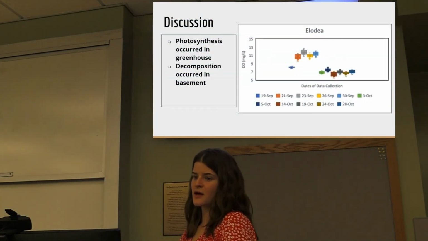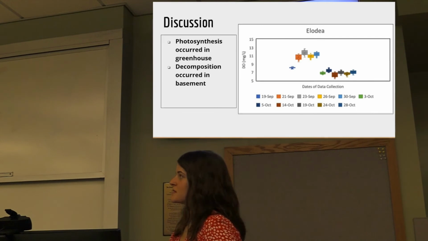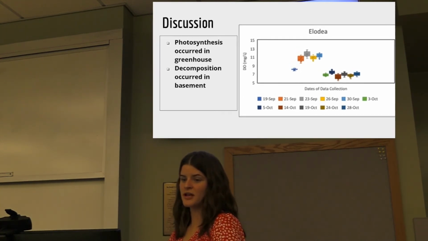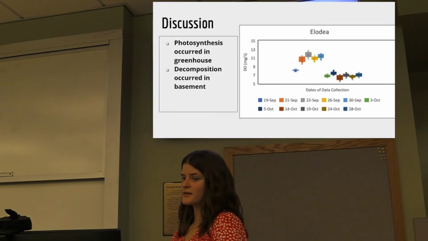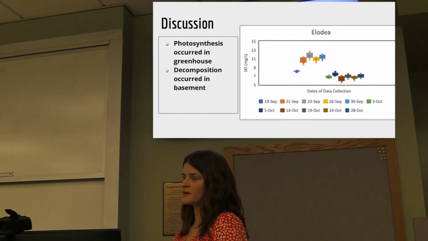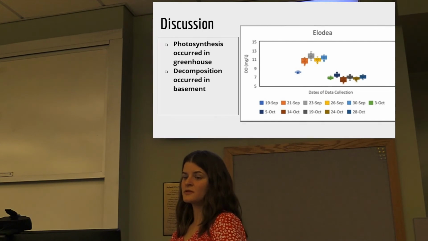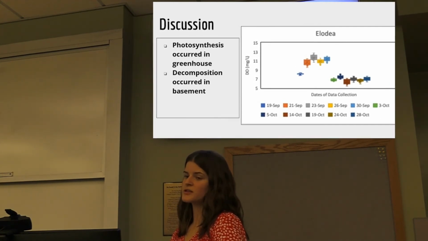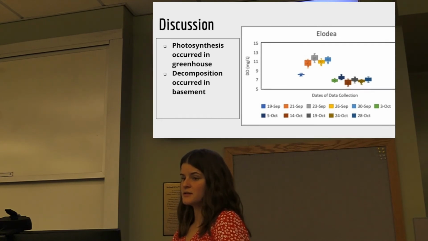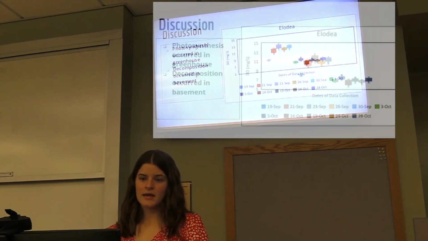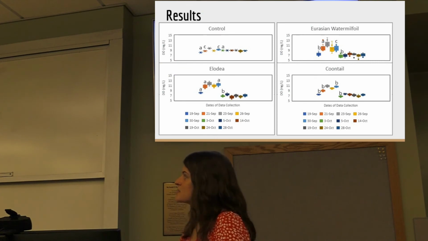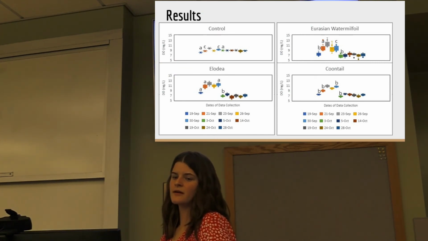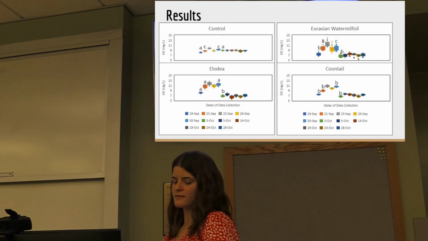So as to why this happened was that photosynthesis was occurring in the greenhouse, which is shown by the orange date on September 21st, and this happened for the next 3 times of measurement. And then when I moved them to the basement on October 3rd, decomposition occurred, which led the DO levels to decrease. And so between my species, there really wasn't much difference. They all decreased at the same time and all increased at around the same time.